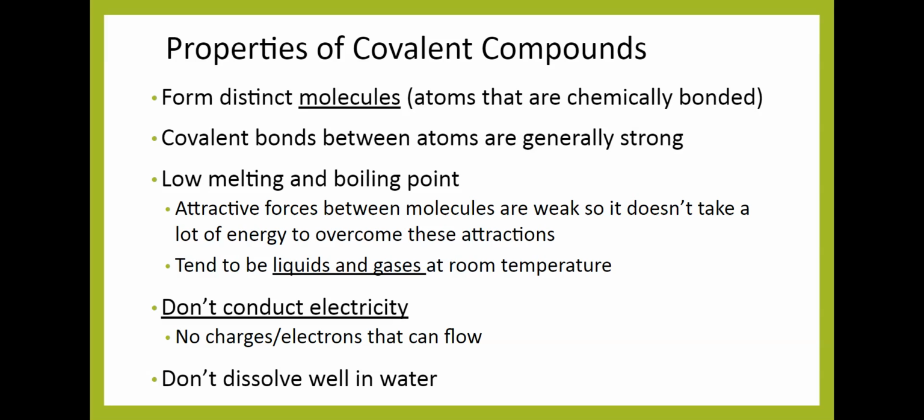Covalent bonds between atoms are also strong and they are hard to break. However, covalent compounds have low melting and boiling points. This is because the attractive forces between the different molecules are weak. Okay, they're not bonded, they don't have that ionic attraction between them. So we have a weak attraction, so it doesn't take a lot of energy to overcome these attractions and actually separate out these different molecules.